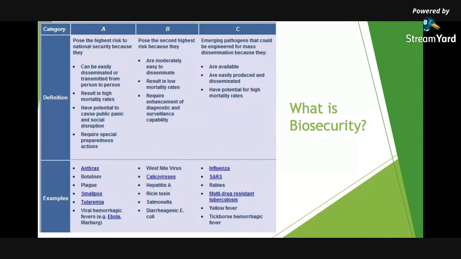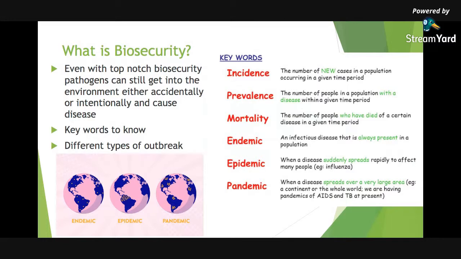I kind of talked about these already, but the different categories of biological pathogens would be like anthrax, botulism, that would be in category A. Category B would be like hepatitis A, West Nile virus. And category C would be like SARS. What we have is COVID-19 right now, Ebola, things like that. So even with top-notch biosecurity, pathogens can still get into the environment either accidentally or intentionally and cause disease.